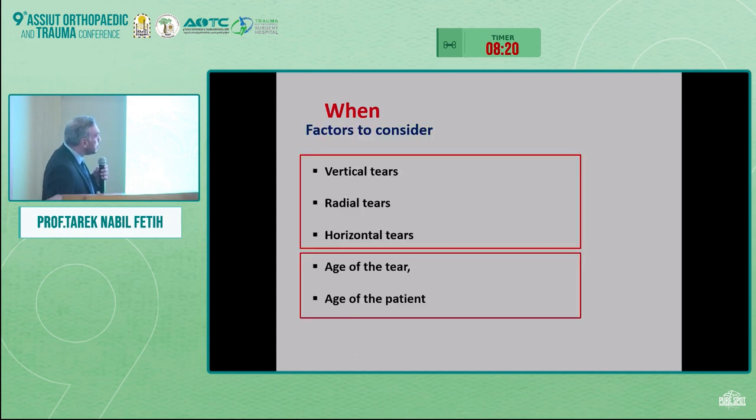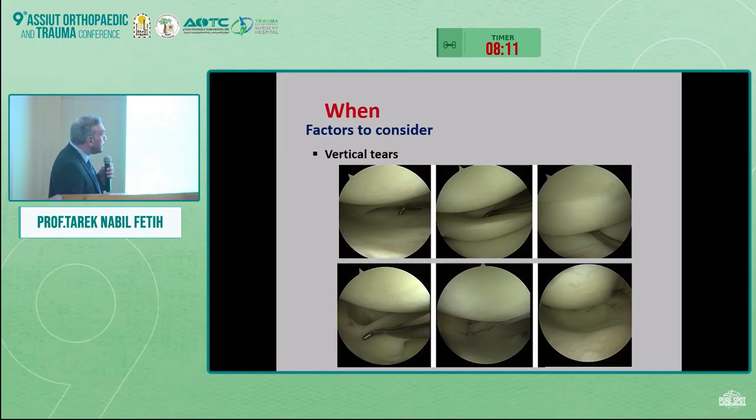Which factors should we consider when we do meniscal repair? Factors related to the tear pattern, and factors related to the age of the tear and the age of the patient. Vertical tears, especially when they are in the peripheral red zone, have very good healing potential, 72 to 94%, and that's why they usually heal quite well.